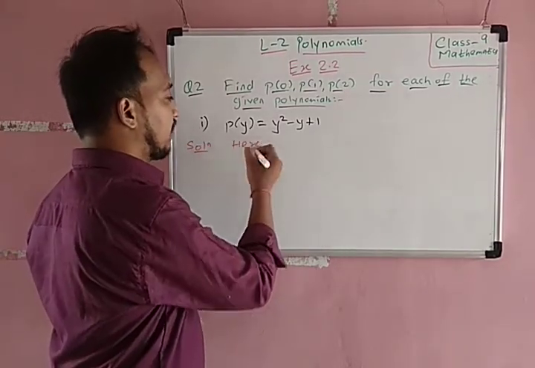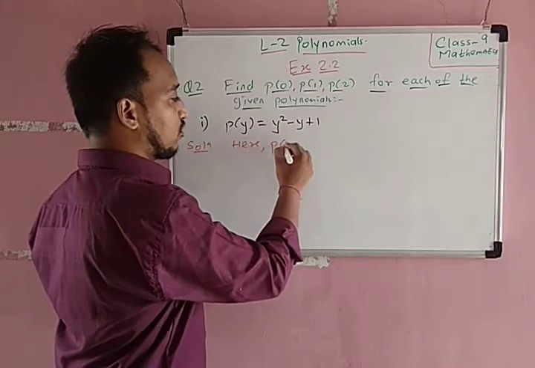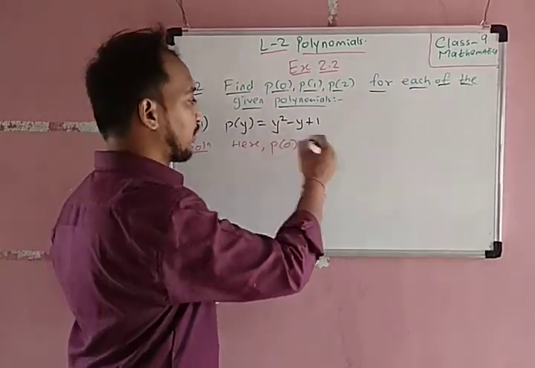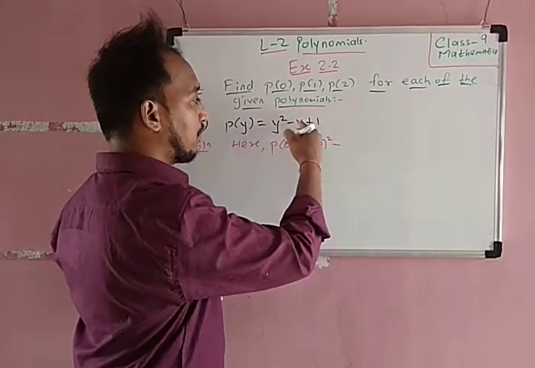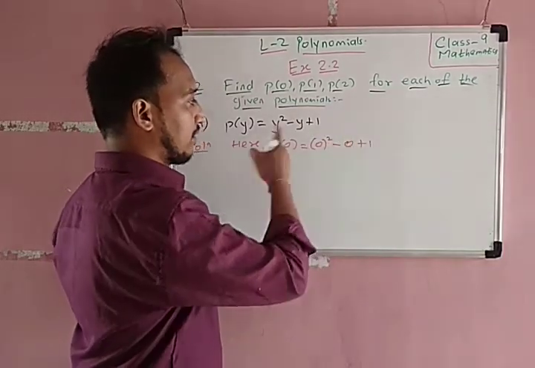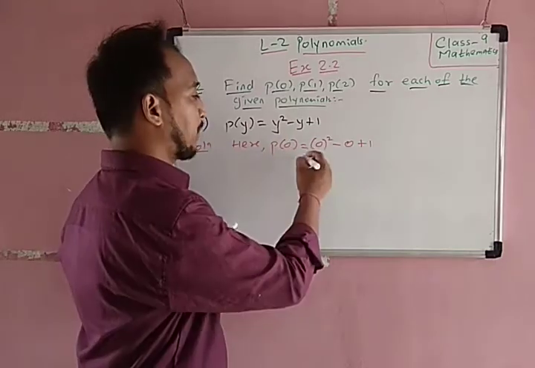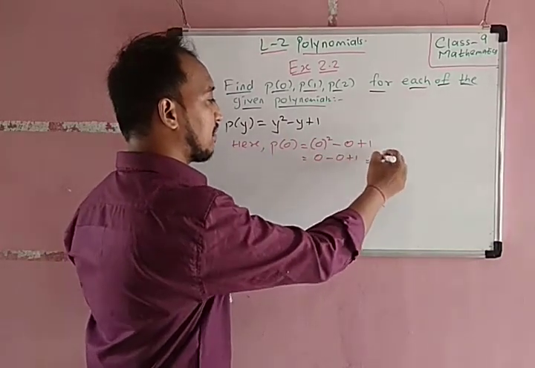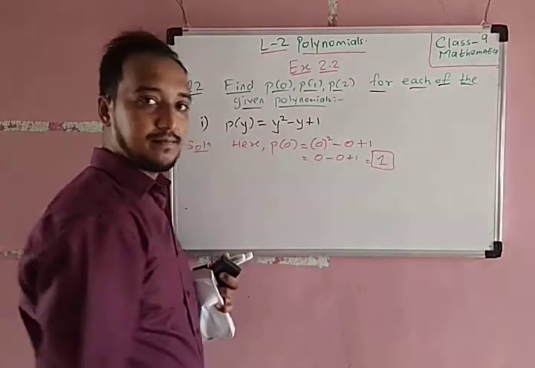So here first I am putting p of 0. So p of 0 is nothing but in place of y you have to put 0. That is 0 square minus 0 plus 1. y की जगह पे आपको 0 पुट करना है. 0 square is 0, 0 minus 0 plus 1. This is nothing but 1.